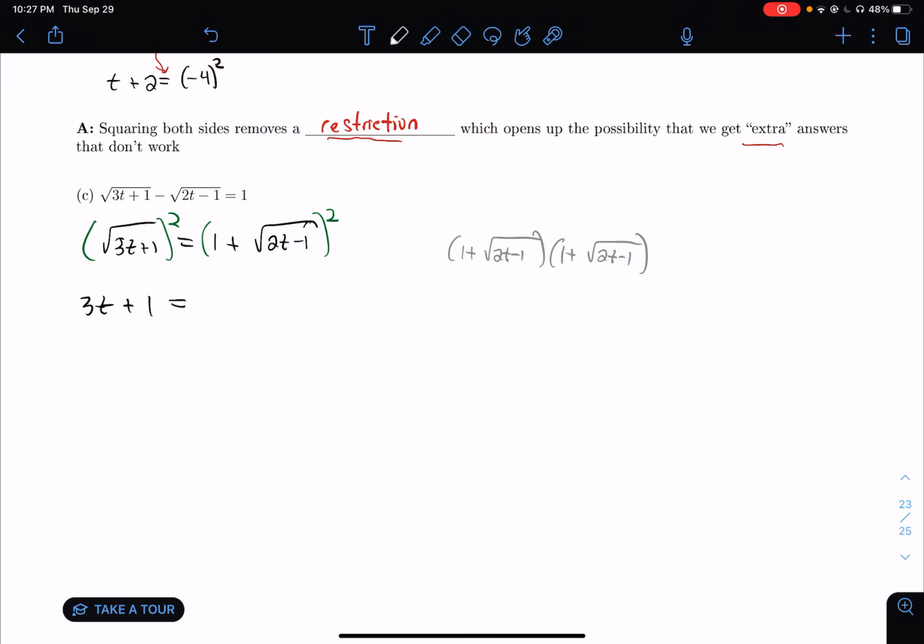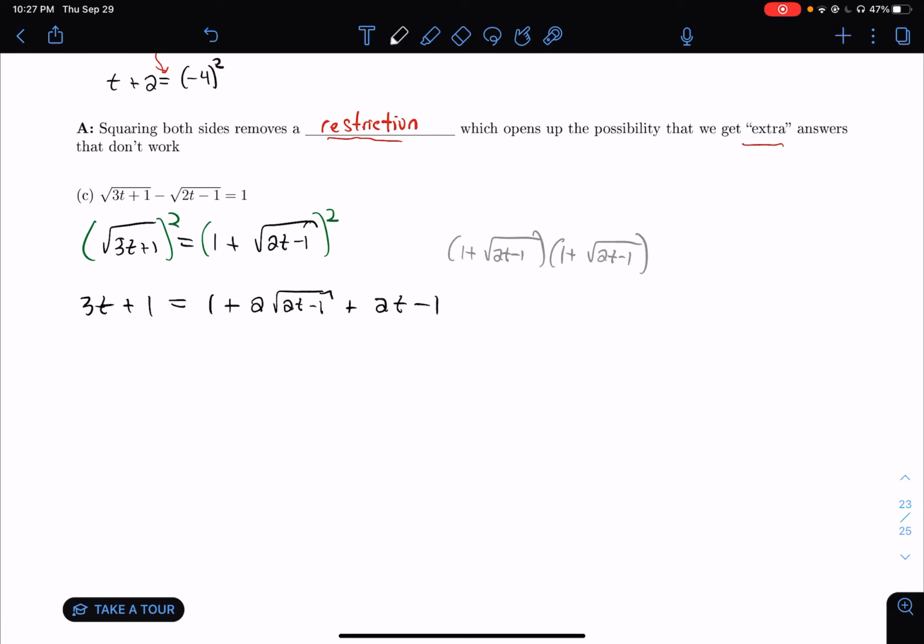All right, so when I FOIL it out, I will get 1 plus 2 root 2t minus 1. And then multiplying the last terms together, those 2 square roots together, I'll get plus 2t minus 1.